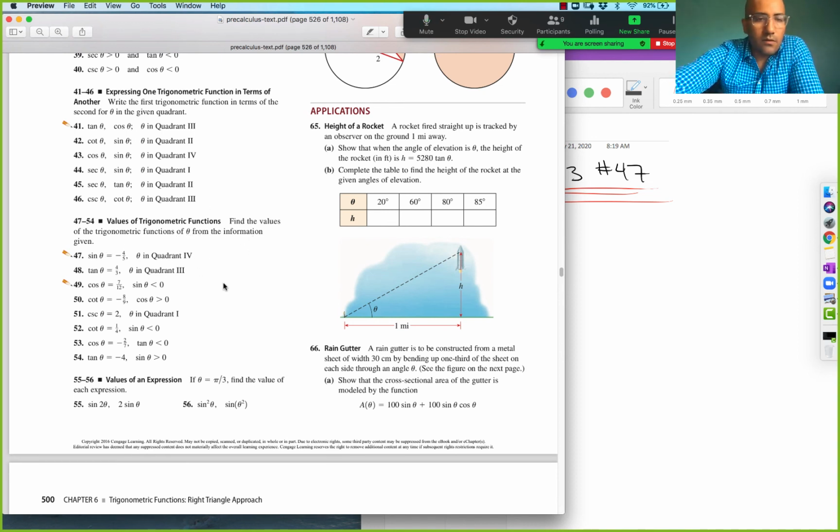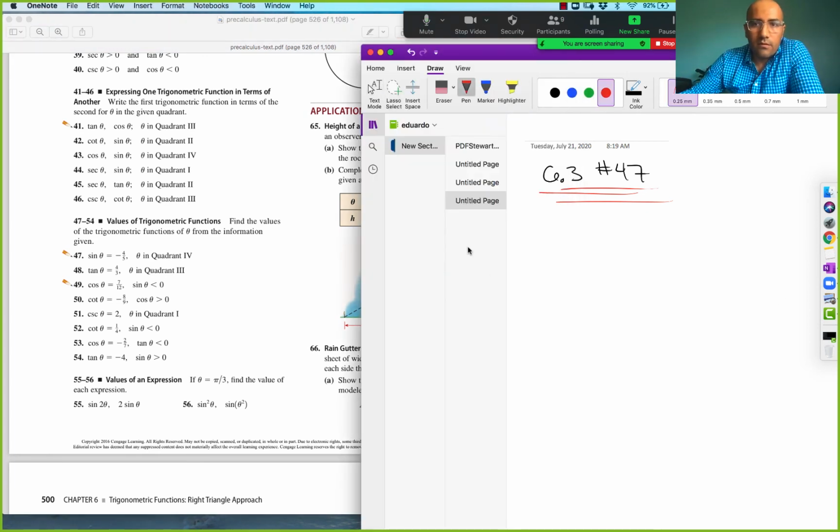Okay, so let's see. Let me copy some of that down. So we have sine of theta equals -4/5, and we know that theta is in quadrant 4. And it just says find the values of the trigonometric functions of theta from the information. So they want to find sine, cosine, tangent, and then from there you can find all the others.